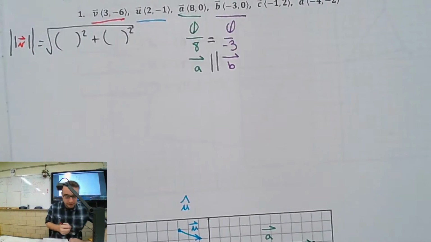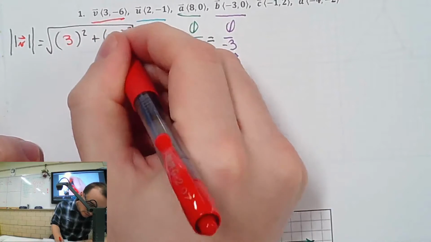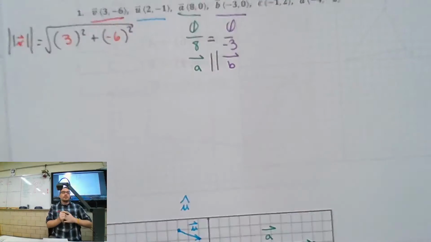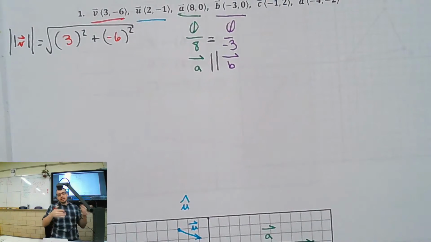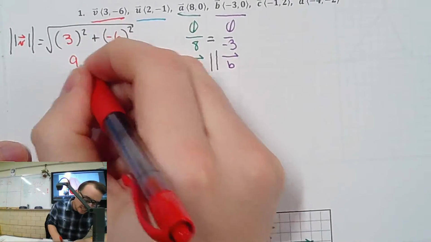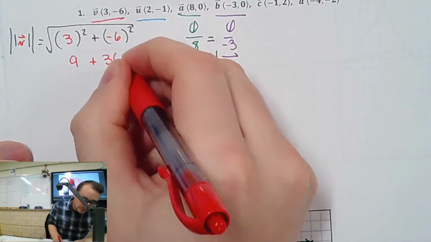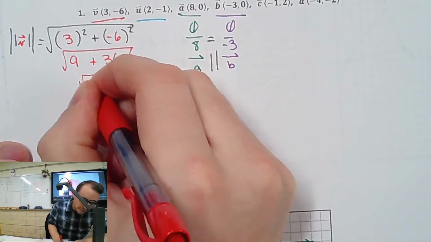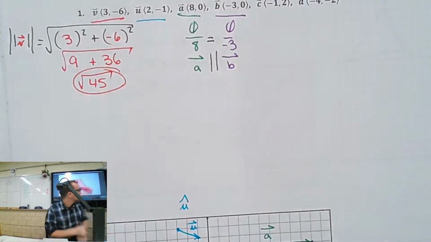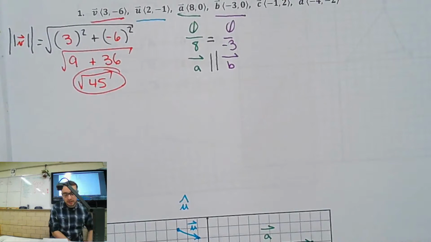So magnitude of vector v is going to be root of 3 squared plus negative 6 squared. Remember, when we square stuff, it's always going to be positive because a negative times a negative is a positive, and a positive times a positive is a positive. So 3 squared is 9. Negative 6 squared is 36. It's still under the root. We get root 45. That is the magnitude of vector v, how long it is, right?